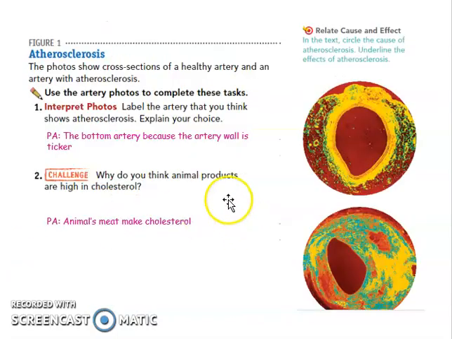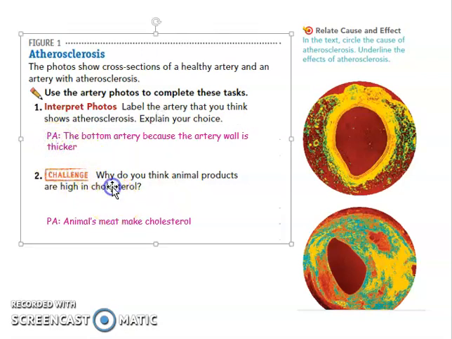Now, the photo shows here a healthy artery. So this is a photo that shows the healthy artery, and then this is a picture that shows the artery with atherosclerosis. If you can observe, this is narrower compared to this. So meaning this part in the wall is the fatty materials. Question number 1. Interpret the photos. Label the artery that you think shows the atherosclerosis and explain your choice. We choose this one because the artery wall is thicker.